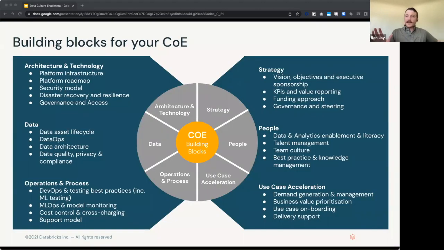Okay, and just again, kind of pulling everything together to see what a COE's building blocks are. There's a lot of pieces here, right? There's the architecture and technology and the strategy and the people and the data and the operations and processes, moving pieces everywhere. So having a good handle and a good understanding of all of these various pieces is important for everybody in an organization.